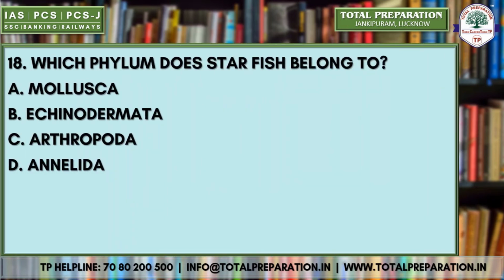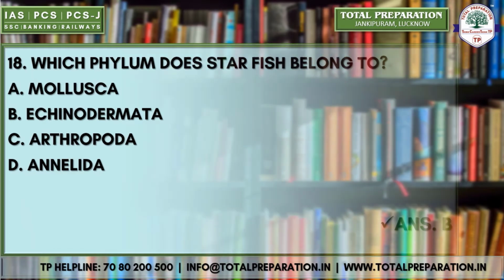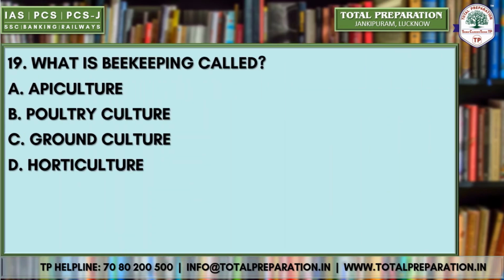Which phylum does starfish belong to? Option A, mollusca, option B, echinodermata, option C, arthropoda, option D, annelida. The correct answer is option B, echinodermata. What is beekeeping called? Option A, apiculture, option B, poultry culture, option C, ground culture, option D, horticulture. The correct answer is option A, apiculture.